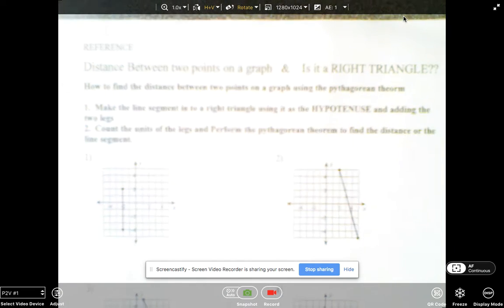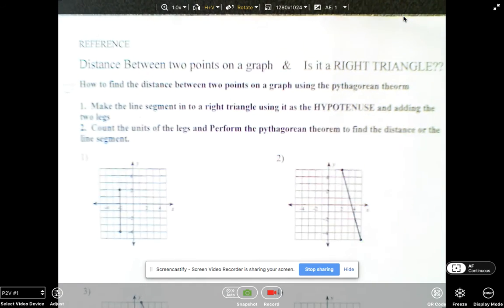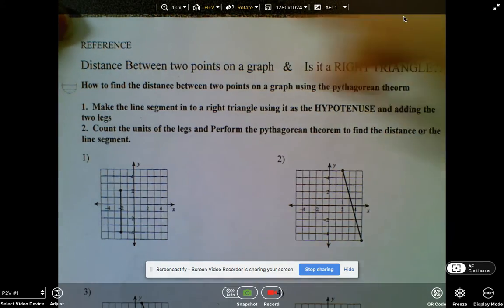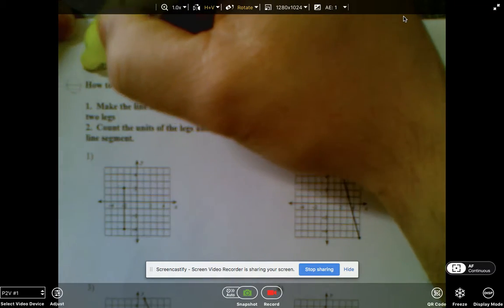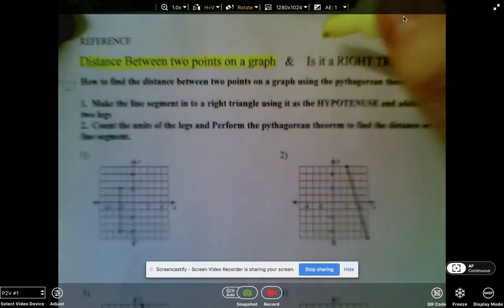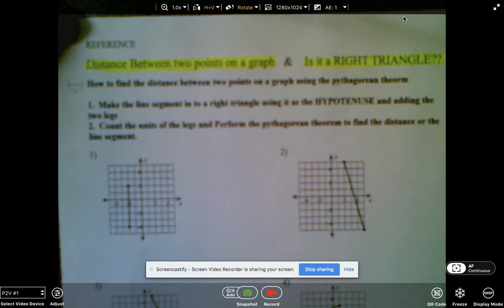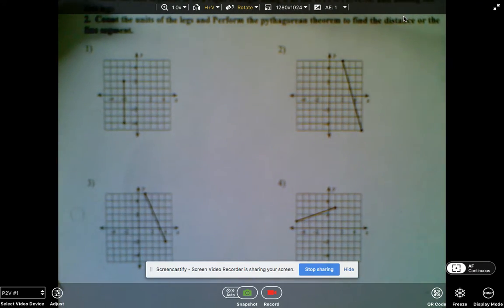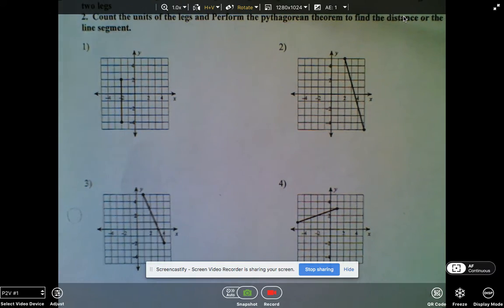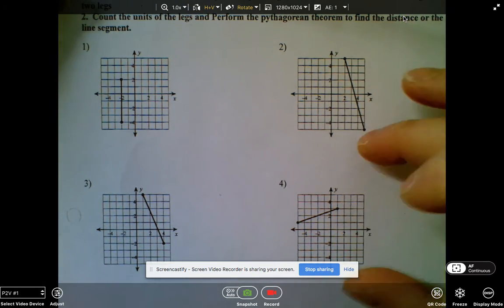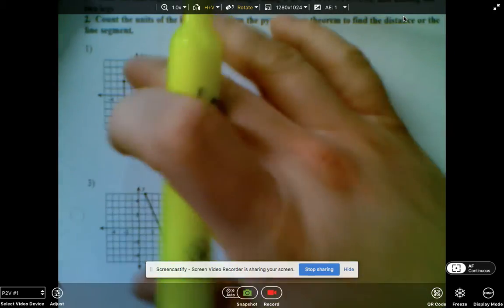All right, in today's video reference, we're going to continue with the Pythagorean theorem, but we're going to use it for something a little different, where there's basically a way that you can use the Pythagorean theorem to find the distance between 2 points on a graph, and then you can use it to test if something is a right triangle. So basically, looking at these graphs here, 1, 2, 3, and 4, we're going to just figure out the distance between these 2 points for all of them.